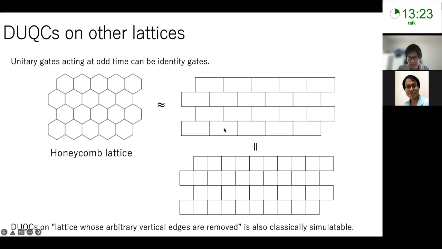and if we apply identity gate of square dual unitary gate on square lattice here, so this blue line is identity, then this quantum circuit is equivalent to this form. This is equivalent to honeycomb lattice. So we can say in general, dual unitary quantum circuit associated with lattice whose arbitrary vertical edges are removed are also classically symmetrical in early time regime.